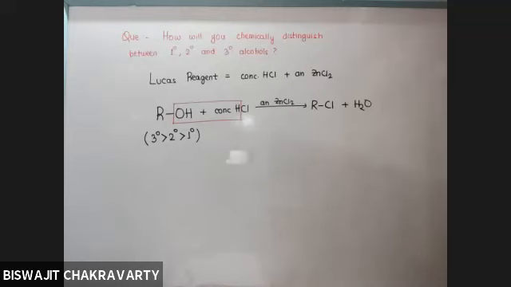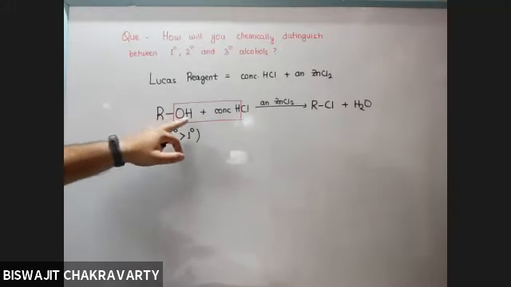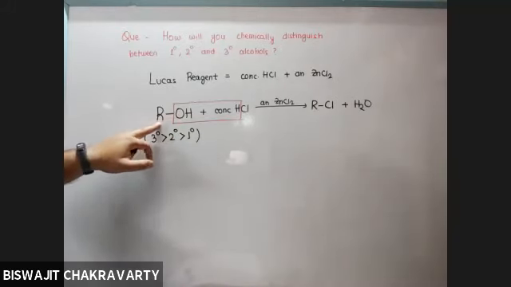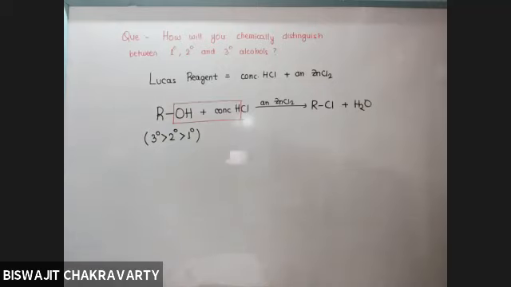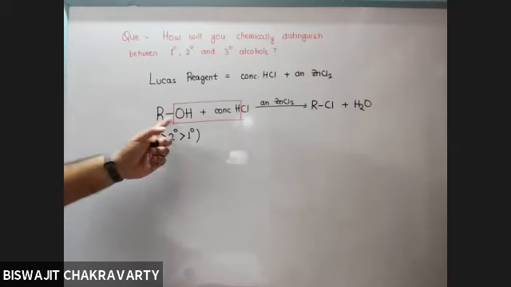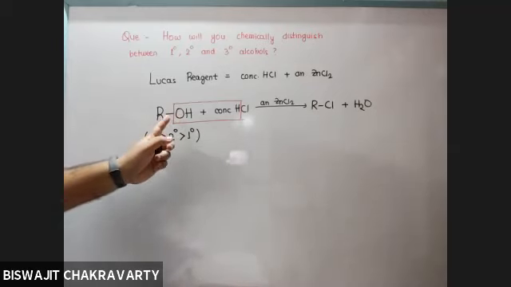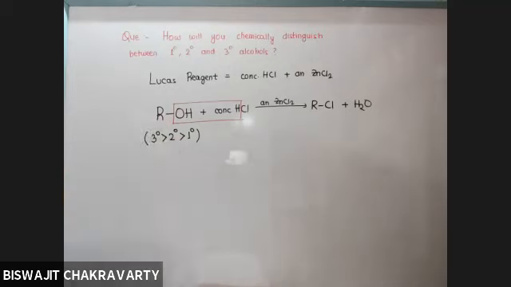What kind of intermediate does the reaction form during its course? If the R–OH bond undergoes cleavage, will it not form a carbocation? Yes or no? When the R–OH bond is undergoing cleavage at this point, are you not getting a carbocation?